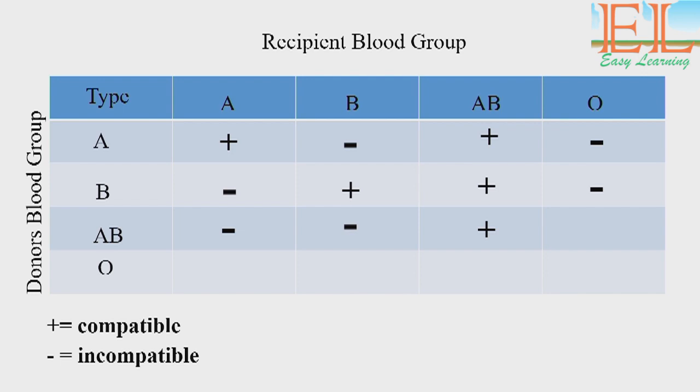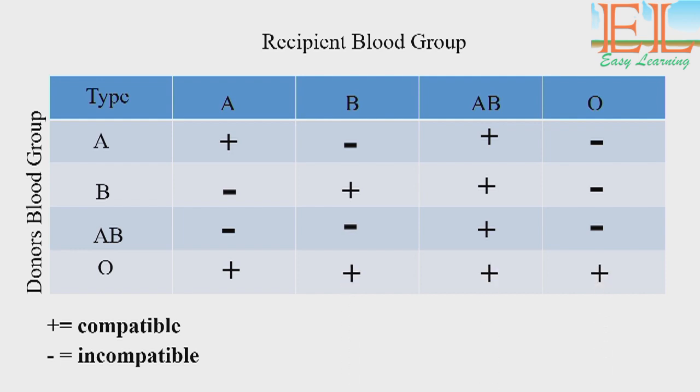O cannot receive from them because O has both antibody A and B, which is not compatible with antigen A and B. Then finally, O donates to A because O doesn't have any antigen and can go freely to any blood group. So O can also donate to B, can donate to AB, and can donate to itself.